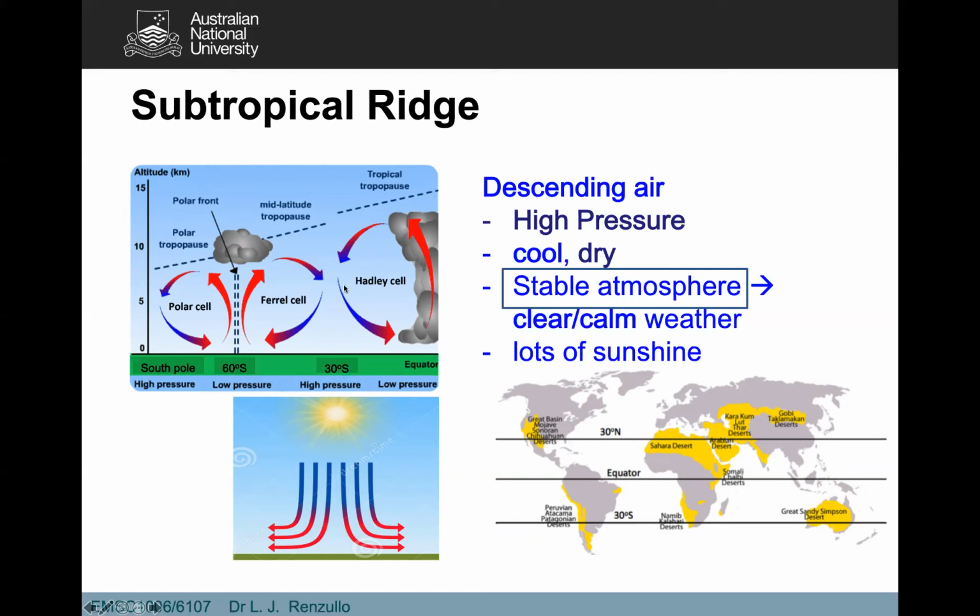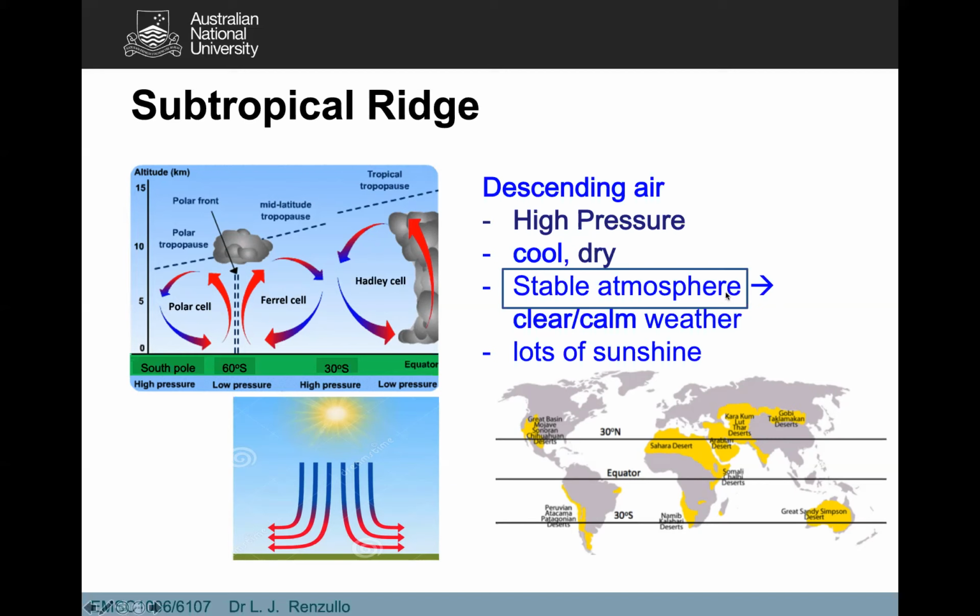So you're moisture depleted, you're cool air, so you're descending because you're more dense, and you're creating a high surface pressure. And when those winds hit the surface, they diverge. So it's a high pressure area. It's cool and dry, and leads to a stable atmosphere, so that we enjoy sunny skies in winter because of the subtropical ridge being around the middle of Australia.